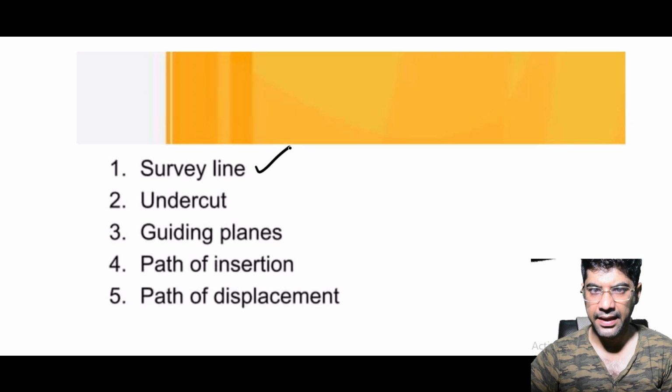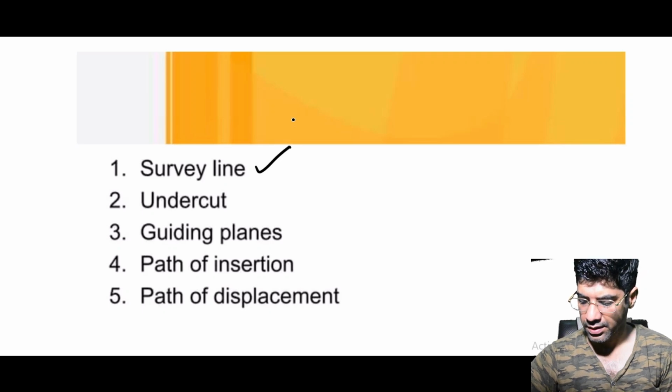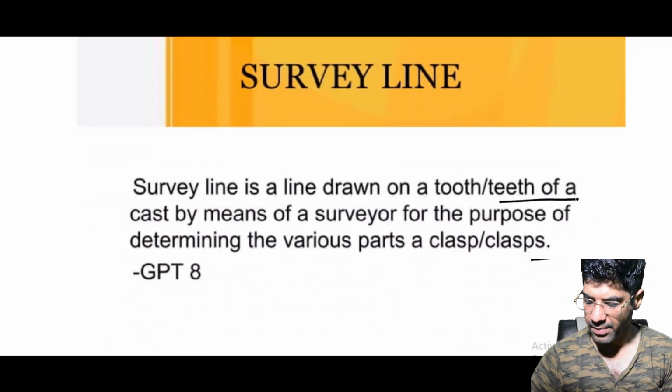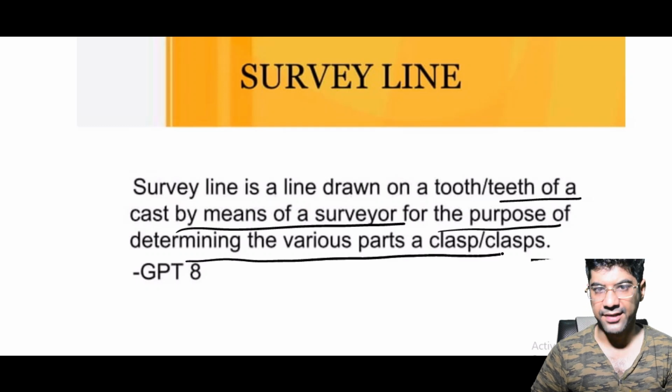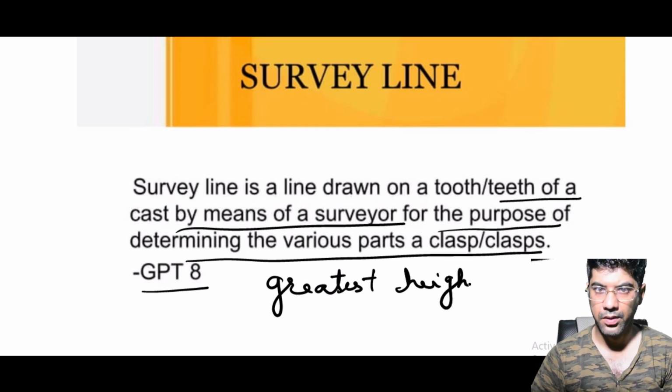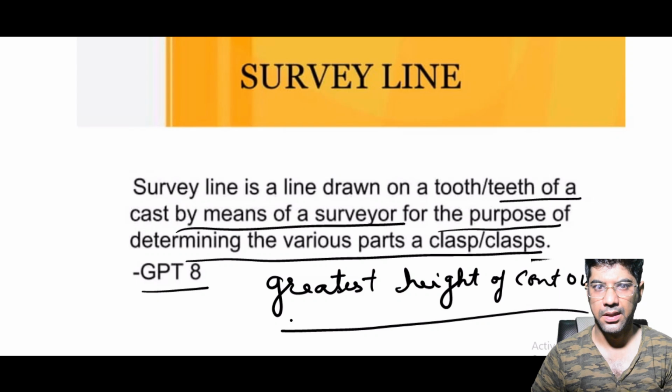The survey line is a line that is drawn on the tooth of the cast by means of a surveyor for the purpose of determining the various parts of the clasp. So this line marks the greatest height of contour of the tooth in relation to the chosen path of insertion of the planned restoration.